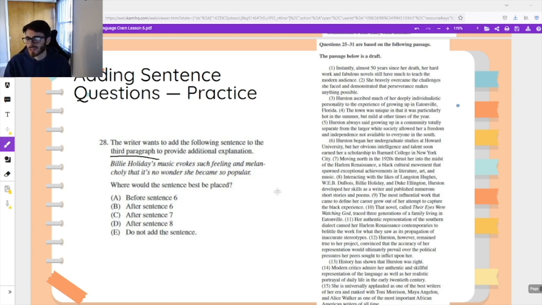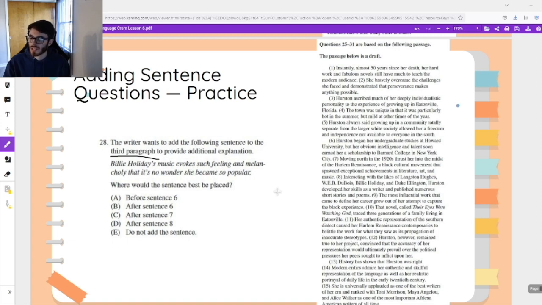Hurston began her undergraduate studies at Howard University, but her obvious intelligence and talent soon earned her a scholarship to Barnard College in New York City. Moving north in the 1920s thrust her into the midst of the Harlem Renaissance, a black cultural movement that spawned exceptional achievements in literature, art, and music. Interacting with the likes of Langston Hughes, W.E.B. Du Bois, Billie Holiday, and Duke Ellington, Hurston developed her skills as a writer and published numerous short stories and poems. The most influential work that came to define her career grew out of her attempt to capture the black experience. That novel, called Their Eyes Were Watching God, traced 3 generations of a family living in Eatonville.